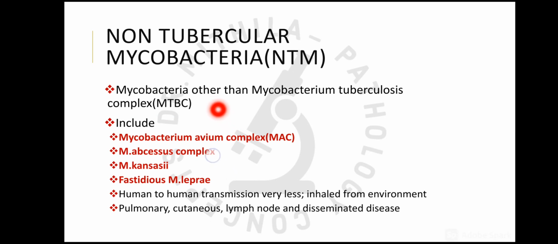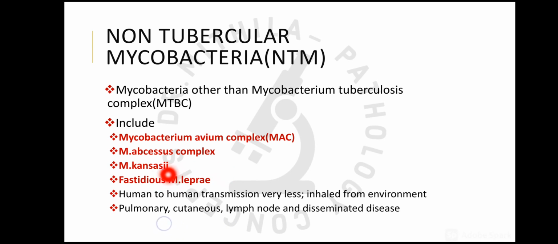And there is a group of non-tubercular mycobacteria, and I told you in the part 1 of tuberculosis lectures that these are other than the Mycobacterium tuberculosis complex, and they include Mycobacterium avium complex, Mycobacterium abscessus complex, Mycobacterium kansasii, and fastidious M. leprae, which is difficult to grow.